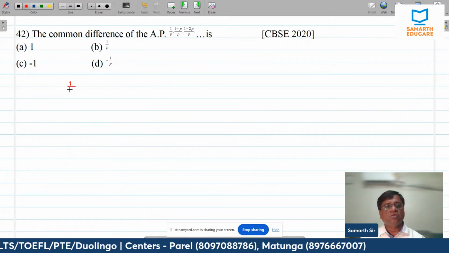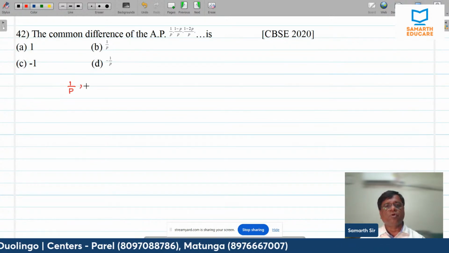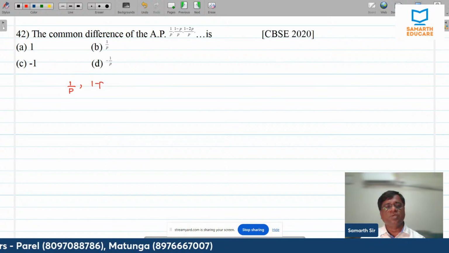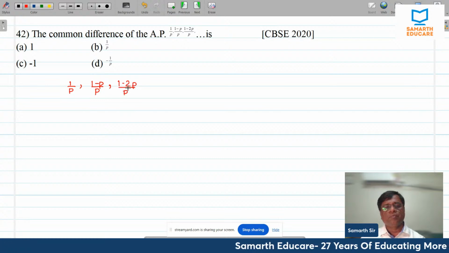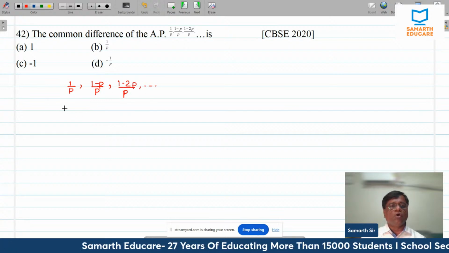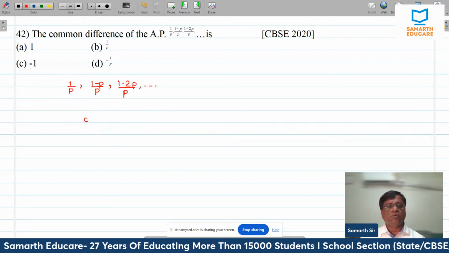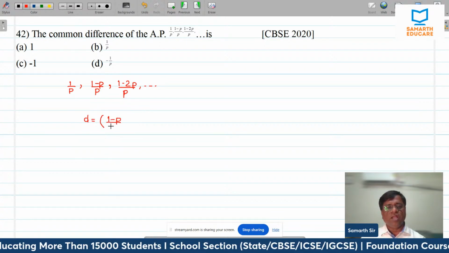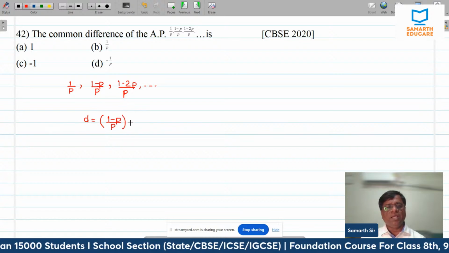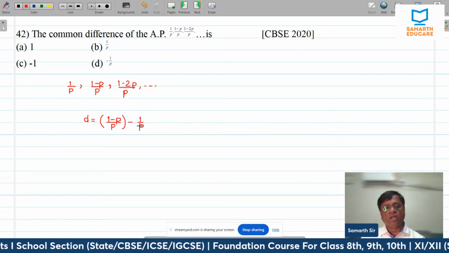So the sequence given to me, if it is not visible properly, I'm writing the sequence: 1 minus p upon p, and the last one is 1 minus 2p upon p, and so on. Now the common difference d is equal to a term, 1 minus p divided by p, minus the previous term, that is 1 upon p.